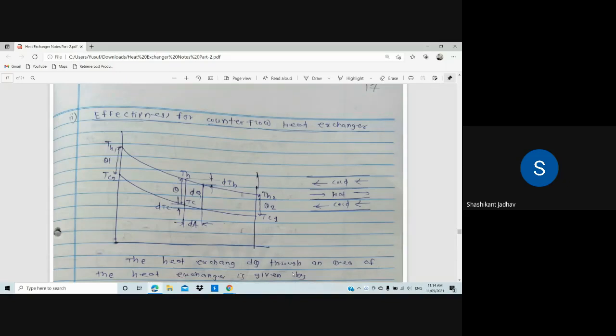Okay, diagram is over. Anyone reply to me in the chat box? Okay, so this is the graphical representation and flow arrangement diagram for the counter flow heat exchanger.